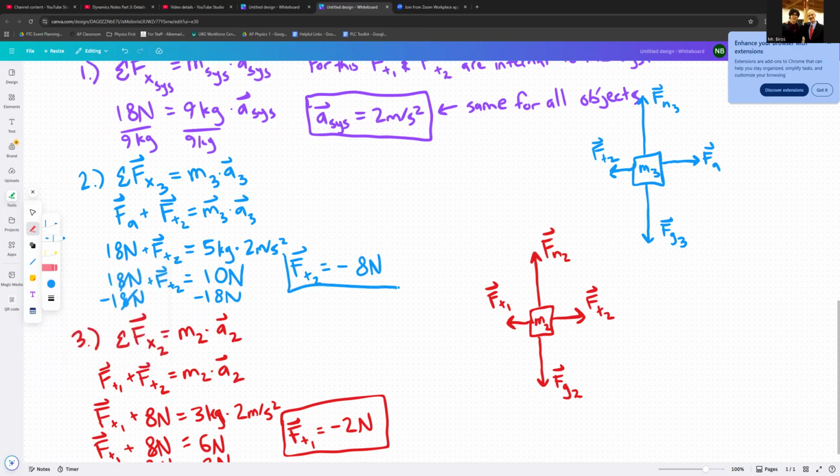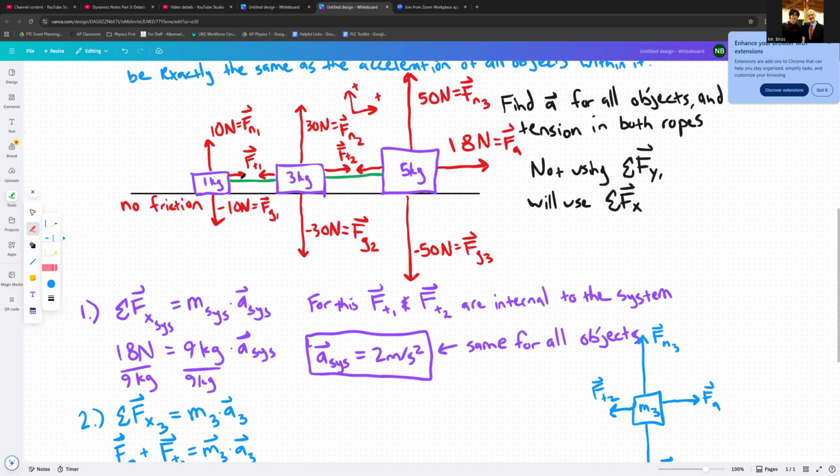Now, there's one last thing we could do. I'll leave this up to you. You could do it on your own time if you want to. You could do that last sum of forces, which is we could look at the 1 kilogram object. Now, the only force horizontally that acts on the 1 kilogram object is just Ft1.